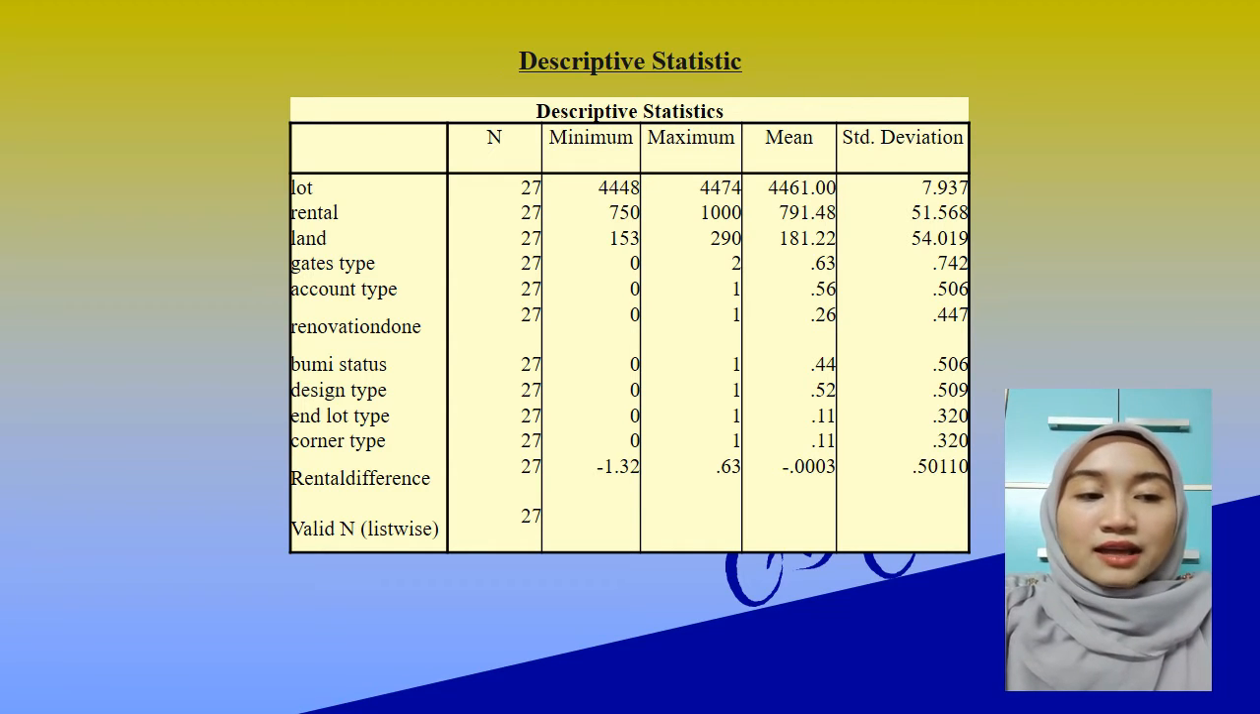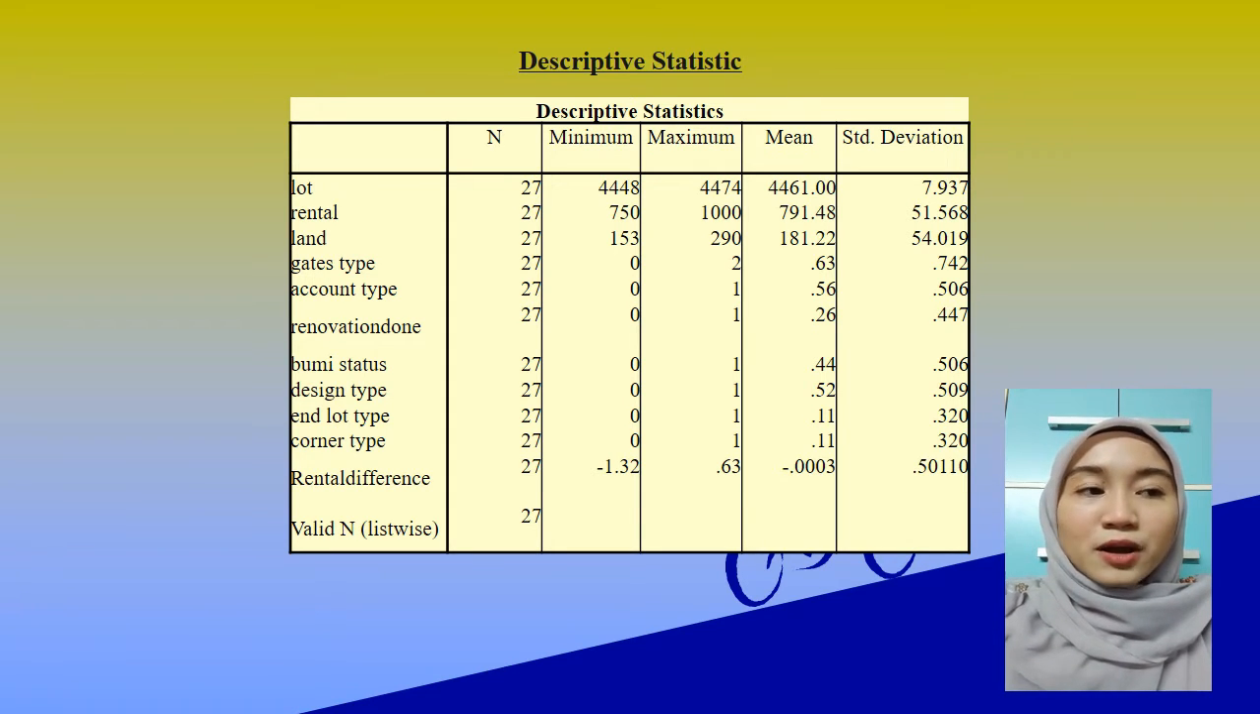Other than that, as shown in the table, there is no minimum number of data for the gate, but the maximum number of data for the gate type is 2, while the mean for gate type is 0.63, and the standard deviation for gate type is 0.742, less volatile for the average of the statistic data.